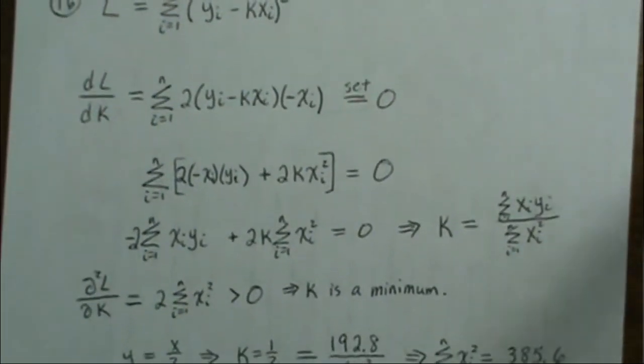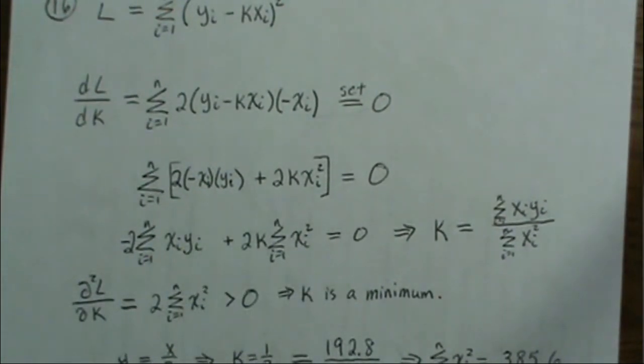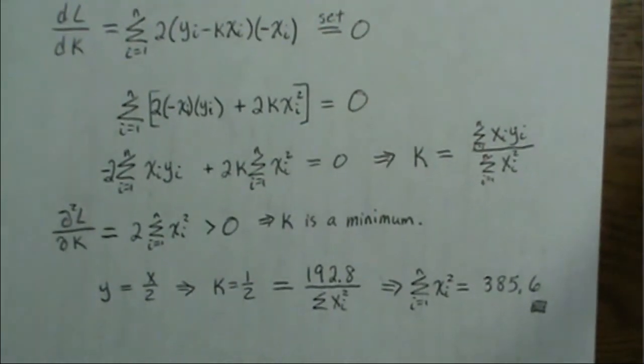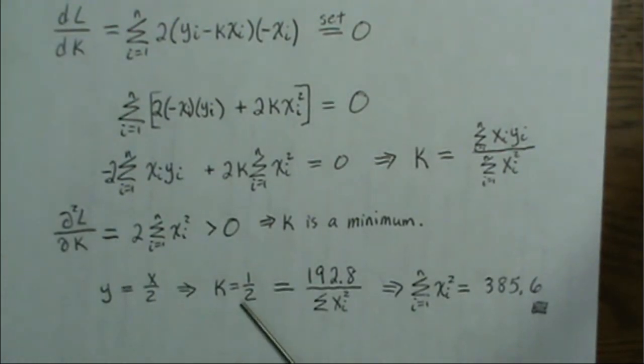We can solve for k as this equation. We should note that the second derivative with respect to k is 2 times the sum of the xi squareds, which is always positive. That means k is a minimum. We did minimize it. The equation we're given was y equals x over 2. That implies k is 1/2. But if k was this, we can plug in our known value, solve for the sum of xi squared, and we get 385.6.